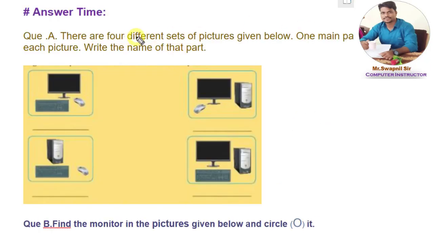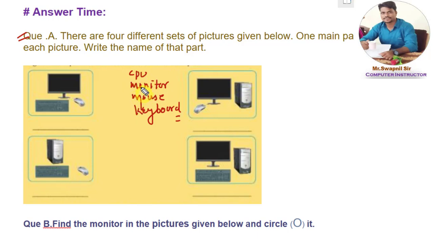Okay, now student, it's time to answer some questions. Our first question is, there are four different sets of pictures given below. One main part is missing in each picture. Write the name of that part. So dear student, we already know main parts of our computer system. Tell me. CPU, monitor, mouse and keyboard. Computer system also has many parts, but these are very important parts.